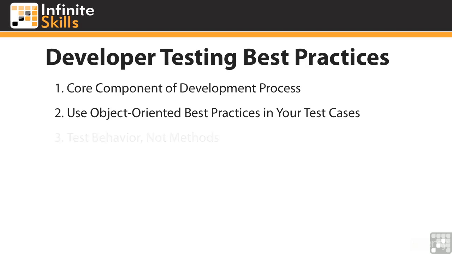Focus on testing behavior and not methods. A common question is, should I write unit tests for my private methods? And the short answer is no. Unit tests should test the outwardly observable behavior of an object. Private methods exist solely to support an object's public behavior, so your unit test should be written from that perspective.